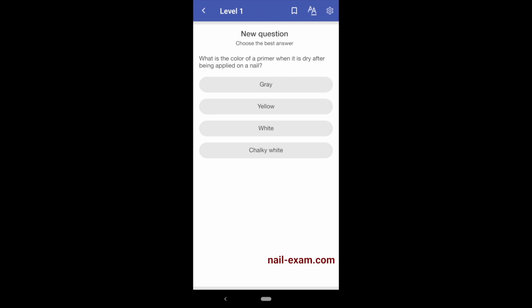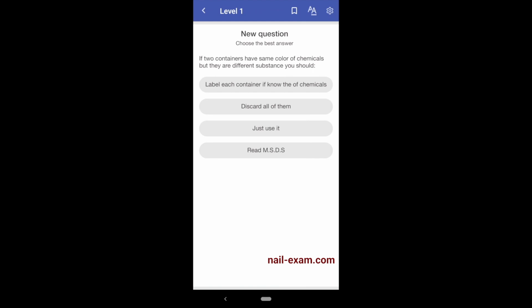What is the color of a primer when it is dry after being applied on a nail? Answers: A. Gray. B. Yellow. C. White. D. Chalky white. The answer is D.